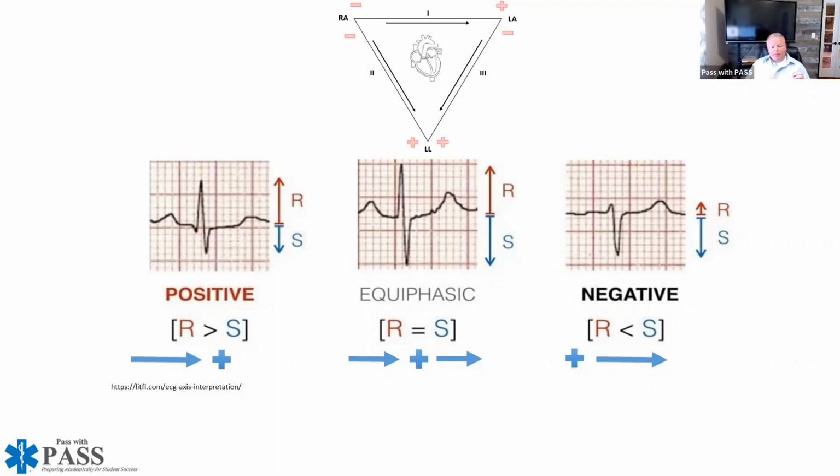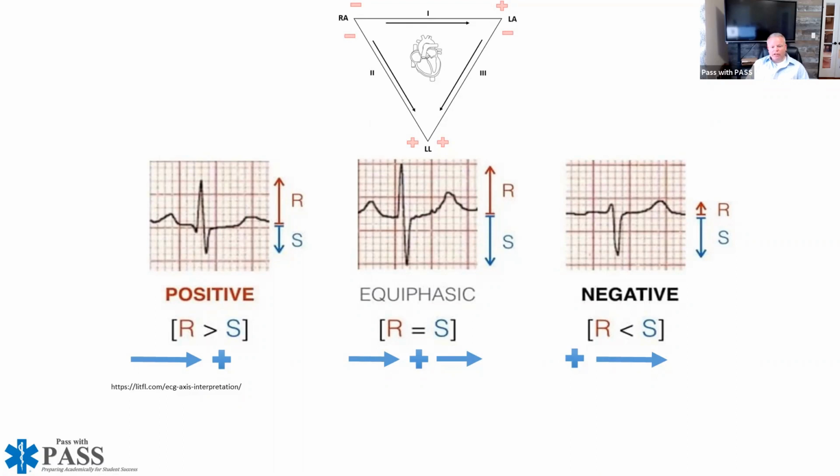But if we're looking at the EKG tracings, we'll start on the far left there, that positive. If you have a positive waveform, meaning your R is greater than the S, then that tells you that the electrical impulse was flowing from a negative towards a positive. So in the equiphasic, and this will become probably the most important thing that we talk about, equiphasic is basically talking about it being equal. So my R wave is equal to my S wave.